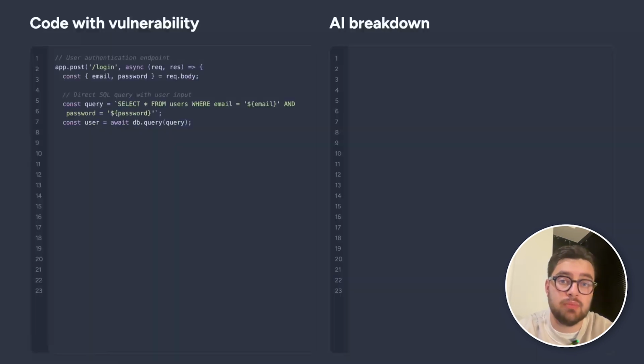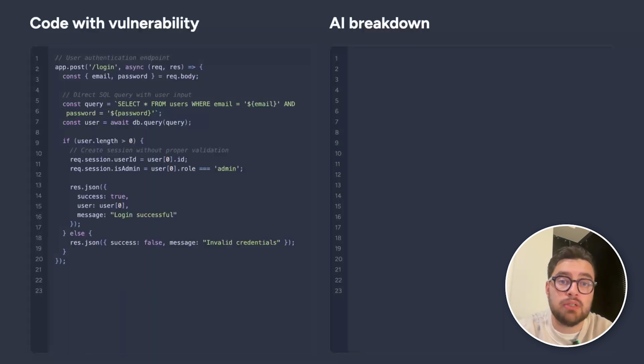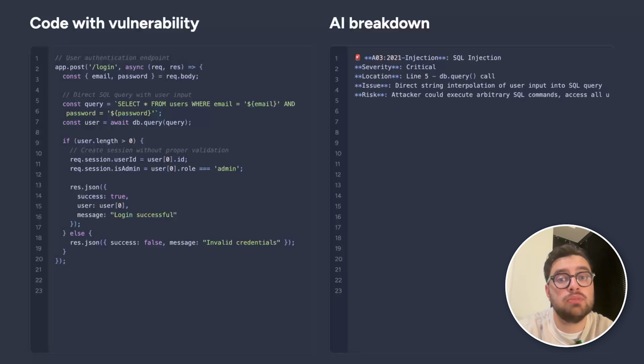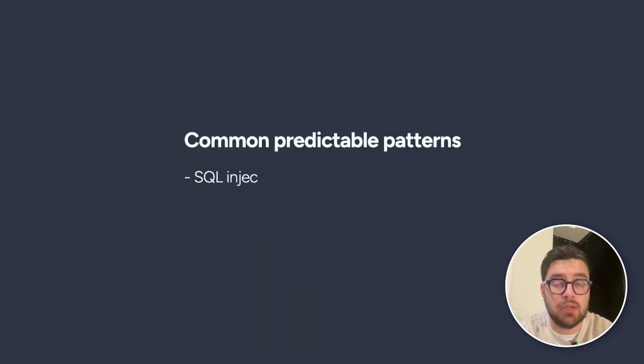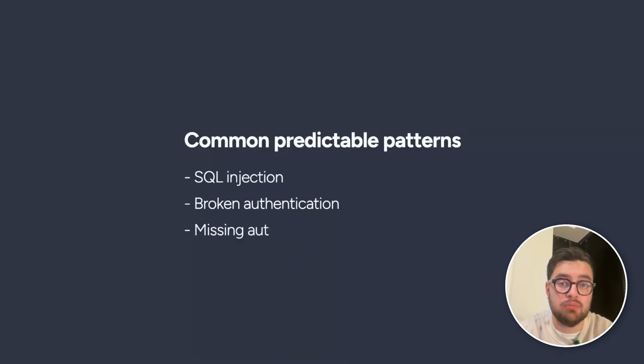That's when I realized something. Given the right prompt, AI can help us write safer code. This prompt includes looking for predictable patterns: SQL injection, broken authentication, missing authorization checks, all things AI is really good at spotting. So I decided to build some prompts.